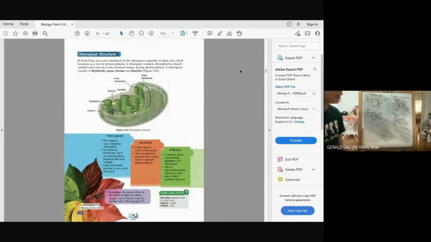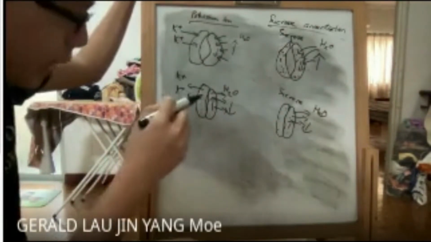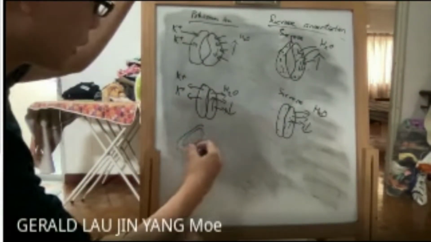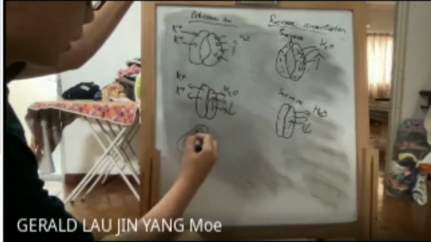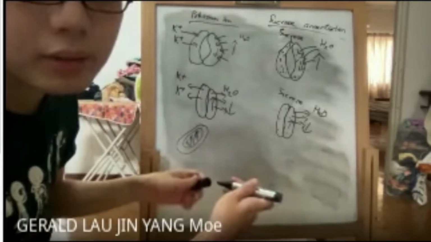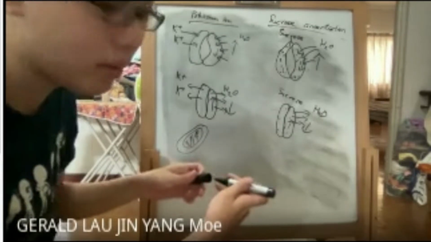Okay, now the new thing here is chloroplast structure. Okay, this is something new that you have not learned in lower form. So chloroplast structure, when you are drawing in a 2D diagram, remember chloroplast is always a double membrane bound organelle. And then you will have your thylakoid, your grana, and then you will have your lamella.